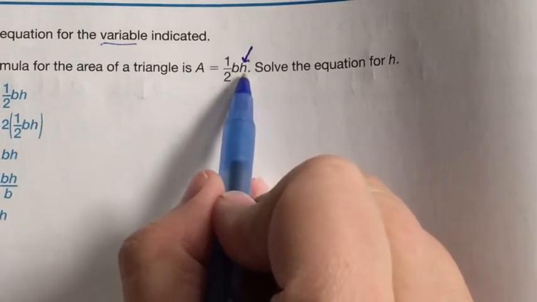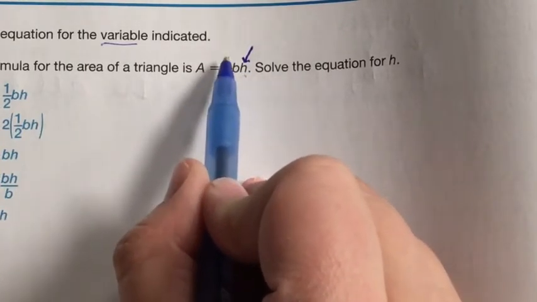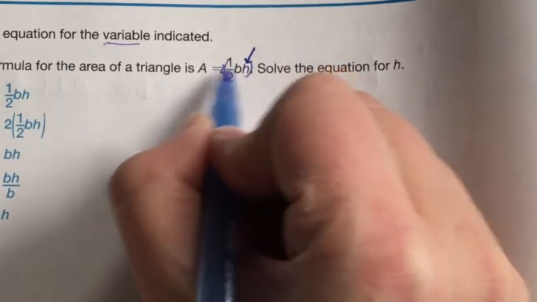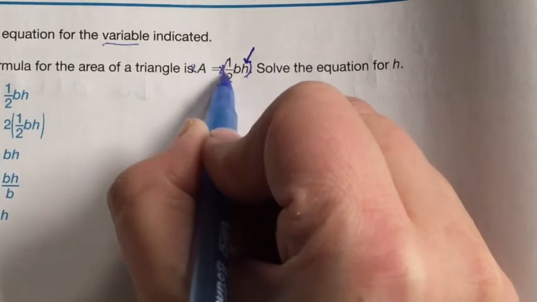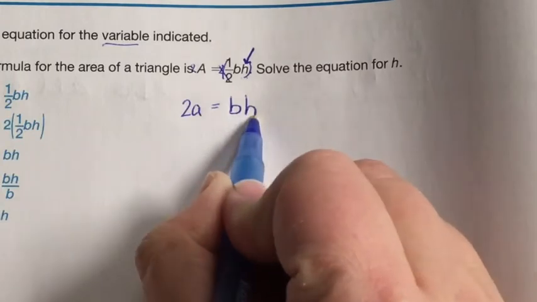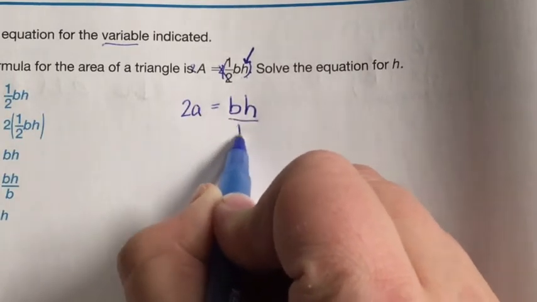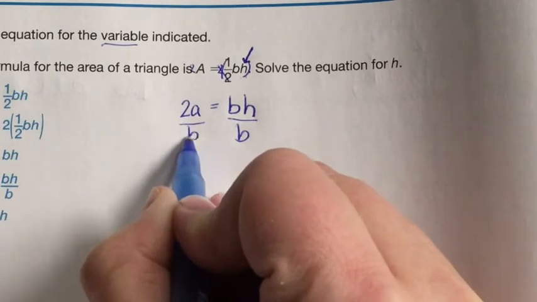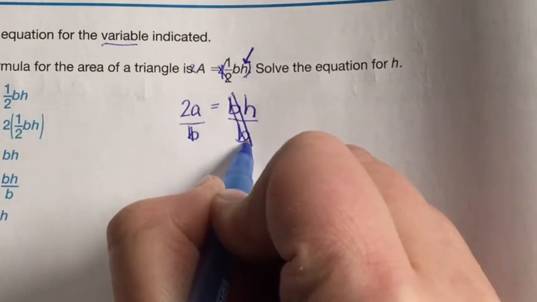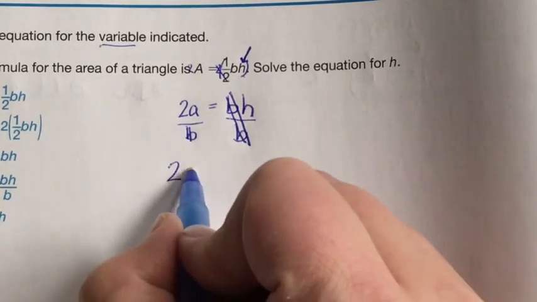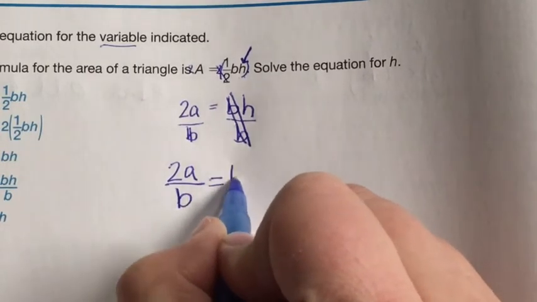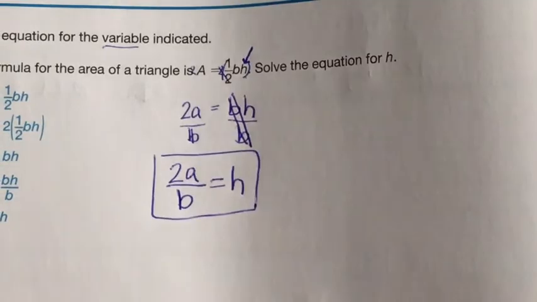So we have the h. Furthest away from the h on this side is the 1/2. To undo 1/2, I would multiply both sides by 2, right? So those would cancel. Then I'd have 2A is equal to b times h. Then to get rid of b, I would divide by b. And since we don't know what A or b are, those b's would cancel out. And so then we'd have 2A over b, we don't know what numbers those are, and that's okay, is equal to h. So that's how you're going to do those.